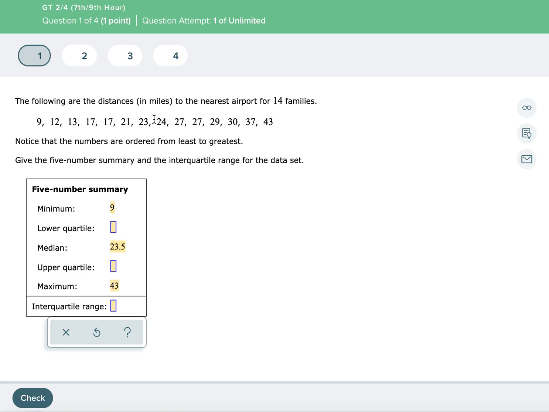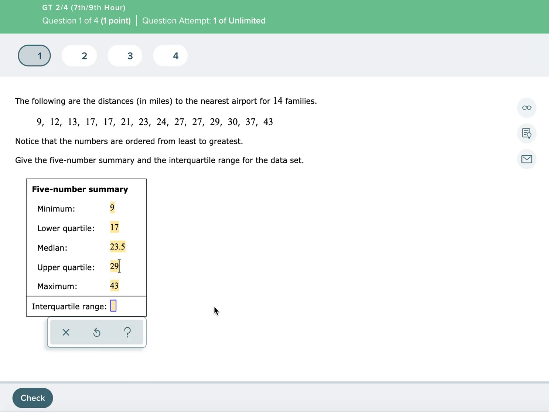So for my lower quartile, I'm going to start with 23 and 9. Those go away. 21 and 12, 17 and 13, and then I'm left with one number, which is nice because that's an easy median to find. So my lower quartile is 17. Now, if I start at 24, so 24 and 43 go away, 27 and 37 go away, and then 27 and 30 match up, go away, and then you're left with 29. So my upper quartile is 29.